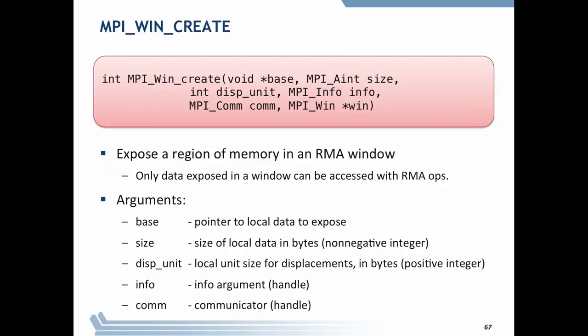Okay. You also pass a communicator, again, it's collective over a communicator. That could be MPI_COMM_WORLD, it could be something else. And you get back this window object, just like from MPI_Comm_create you would get back a communicator.